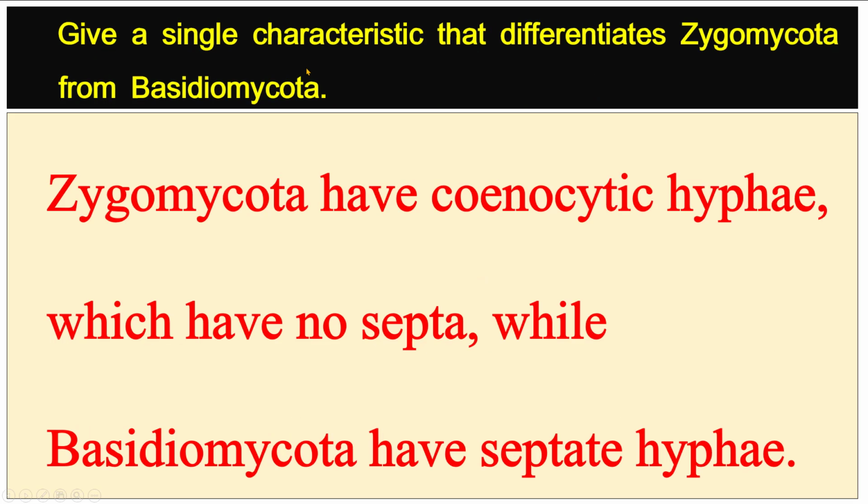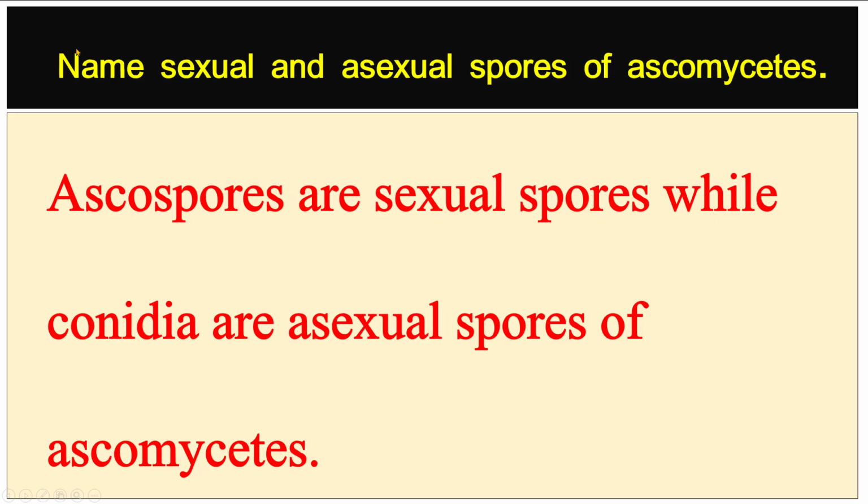Give a single characteristic that differentiates Zygomycota and Basidiomycota. Zygomycota have coenocytic hyphae which have no septa, while Basidiomycota have septate hyphae. Name sexual and asexual spores of ascomycetes. Ascospores are sexual spores, while conidia are asexual spores of ascomycetes.